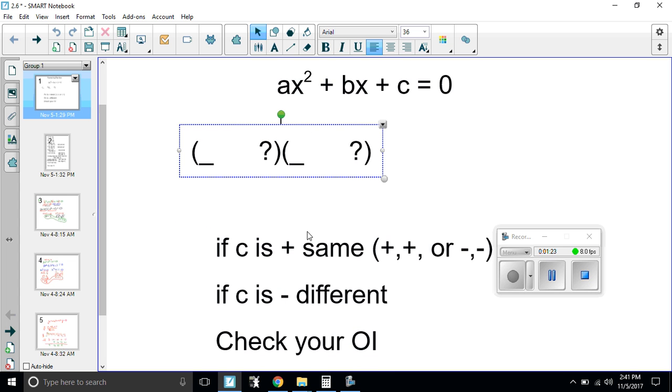A couple rules to follow. If c is positive, it means your signs are going to be the same. They will either both be positive or both negative. You have to look at your b term to identify which it will be. If c is negative, your signs will be different, and which one's positive or negative just depends on the value of the sign and the context of the problem. And then, I already established this, but make sure you check your OI.